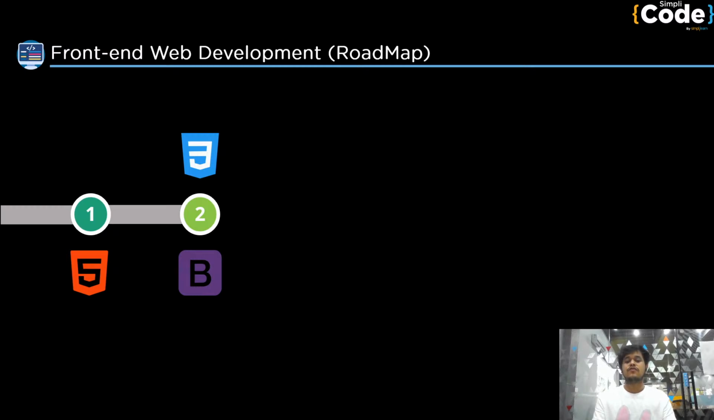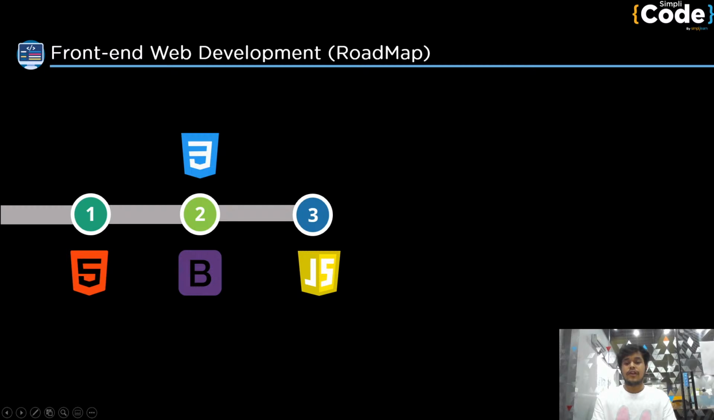Bootstrap is used to make a web page more interactive and mobile-friendly as well. The next step is to learn JavaScript. JavaScript plays an important role in front-end web development. It is a scripting language that is used to add elements to a web page to engage the user.